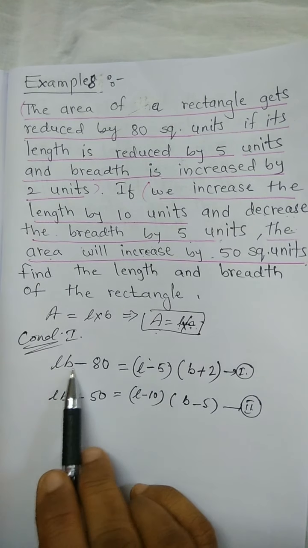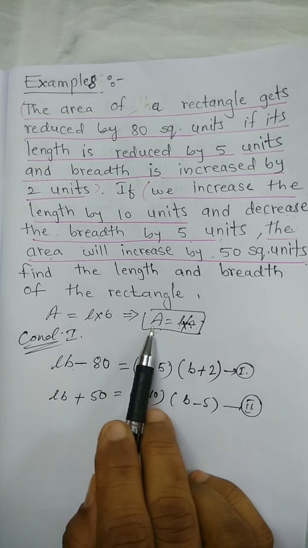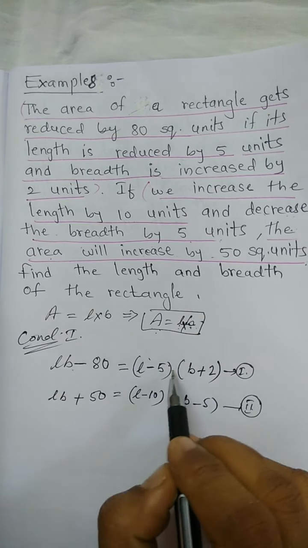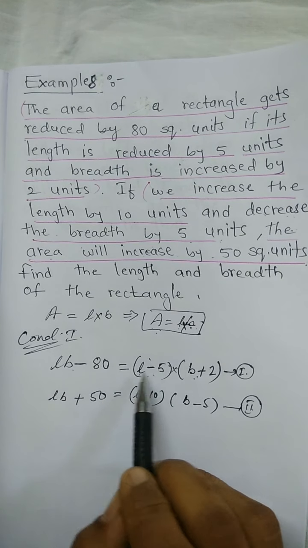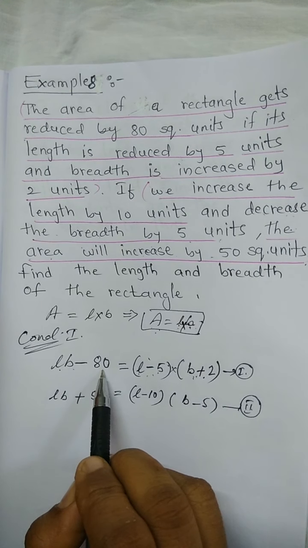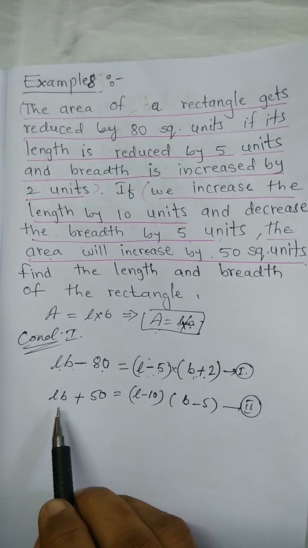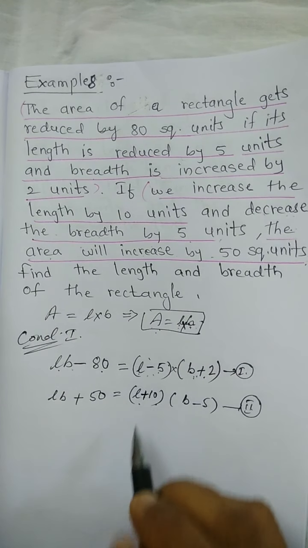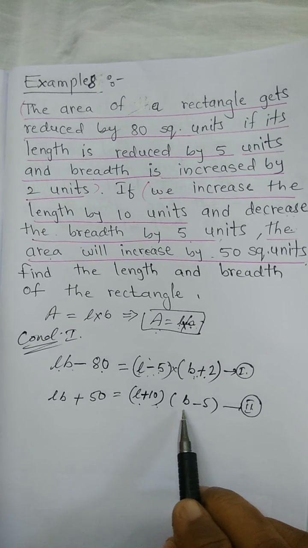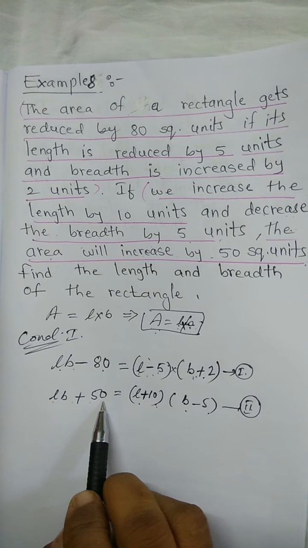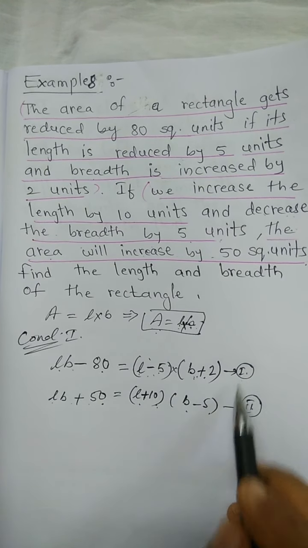Here area is L into B. Right? So area will decrease by 80. If length you are decreasing by 5 and breadth you are increasing by 2, then area is decreasing by 80 square units. If we increase the length by 10 and decrease the breadth by 5, then the area will increase by 50. Okay, these are the two conditions we got.